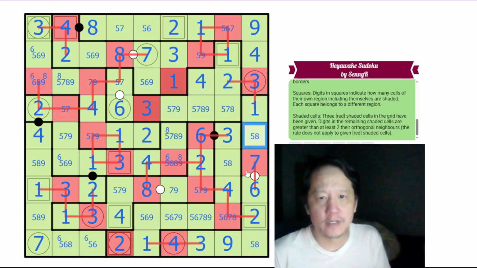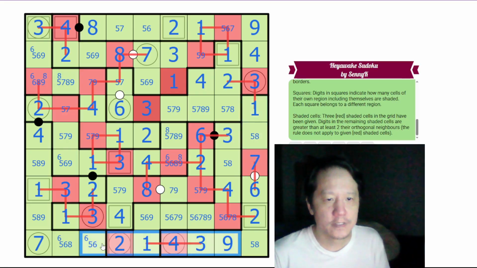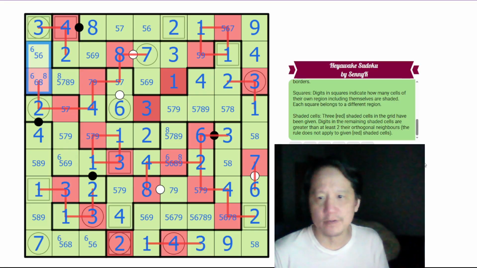So this can't be 9 here, it's 5 or 8. 9 cannot be here. 9 is one of these two, which eliminates 9 from being one of those two. This is necessarily going to be greater than that, so that's fine.